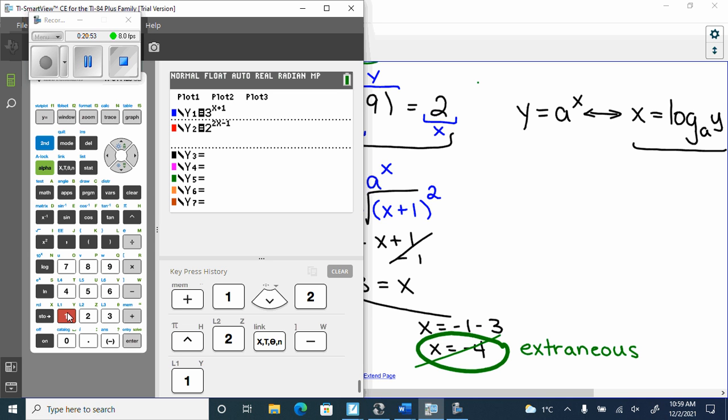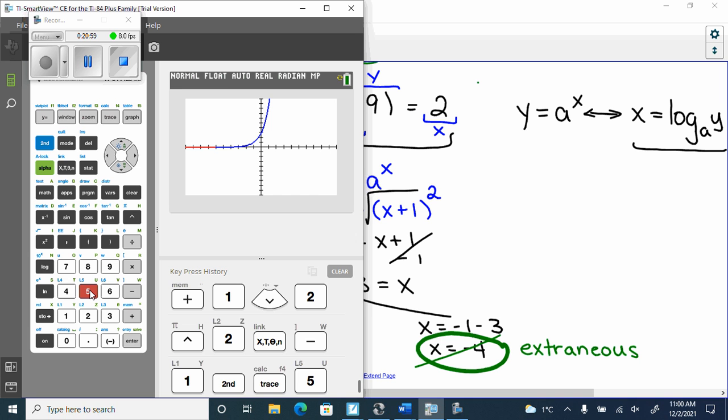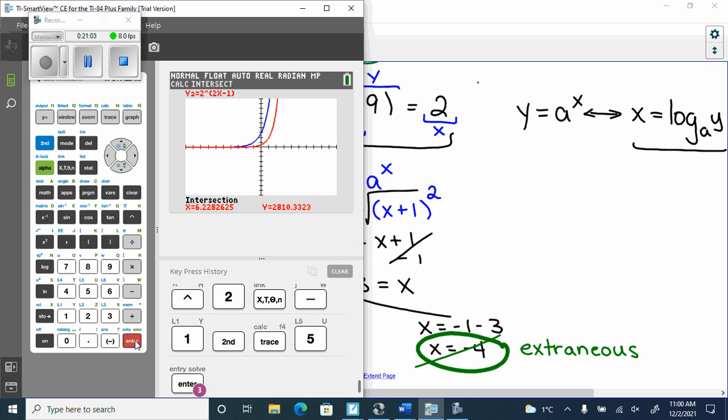So I type them both in, and I go second trace 5. Enter, enter, enter. And it gets me 6.2. Done. That's it. I cannot ask you to do this one algebraically. It's outside the scope of 30-2. So for number 4, your answer would be x equals 6.2. That's it. No work shown.